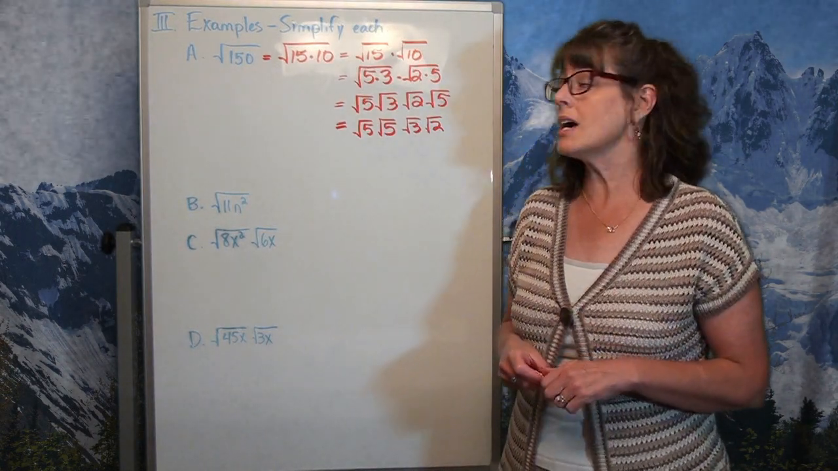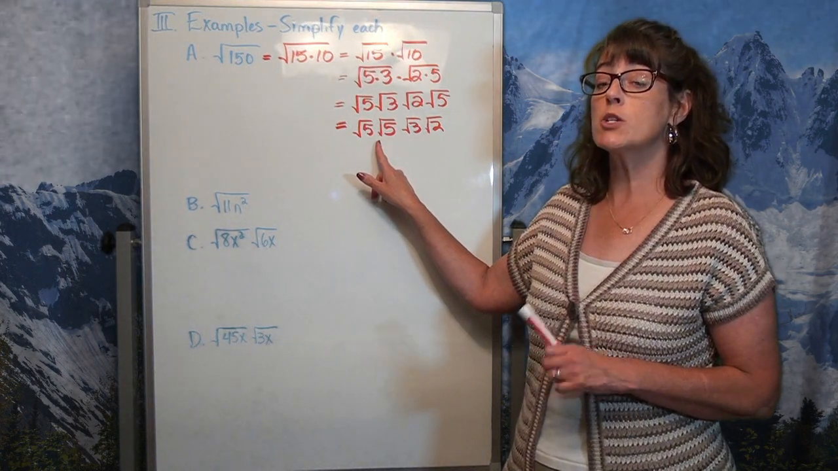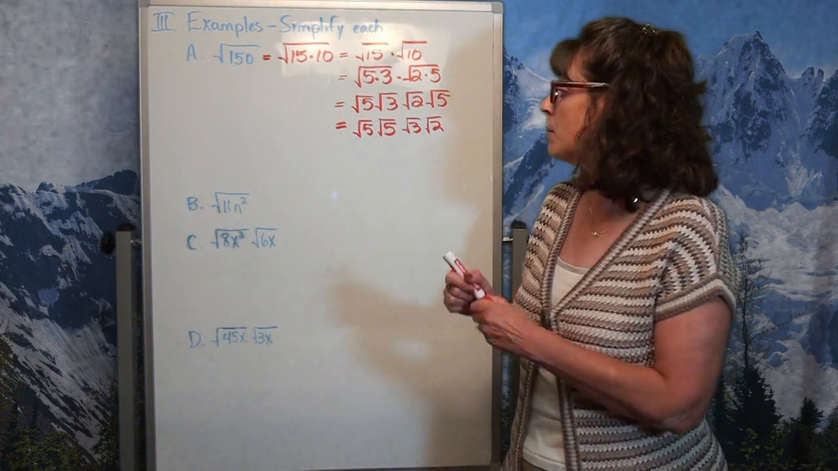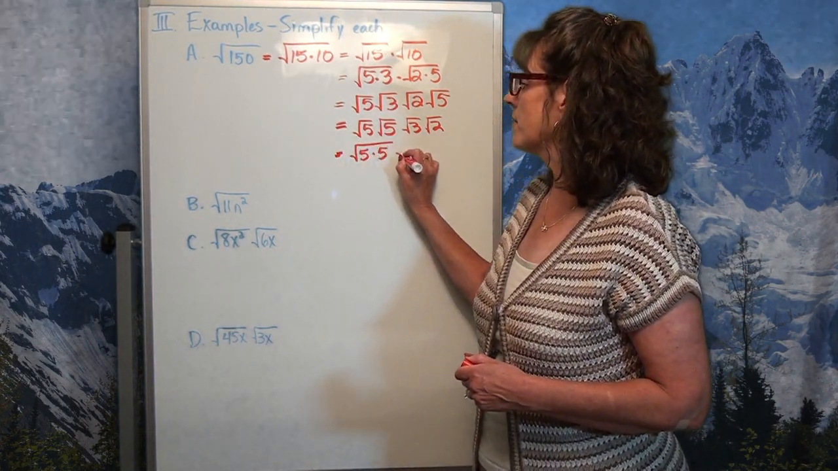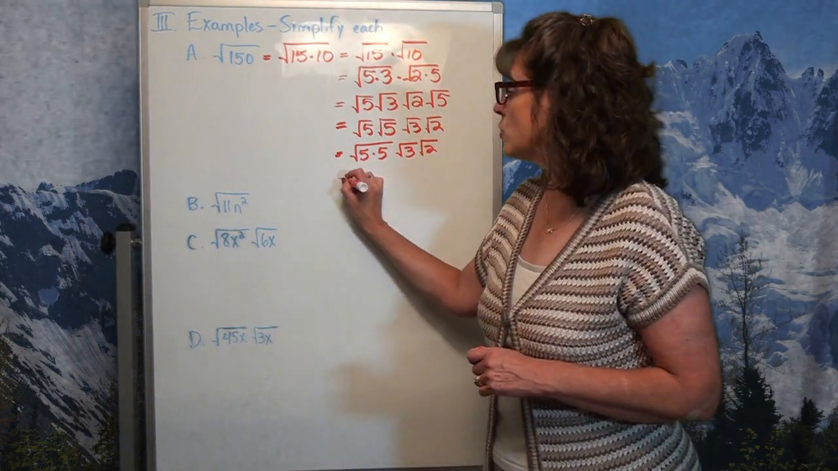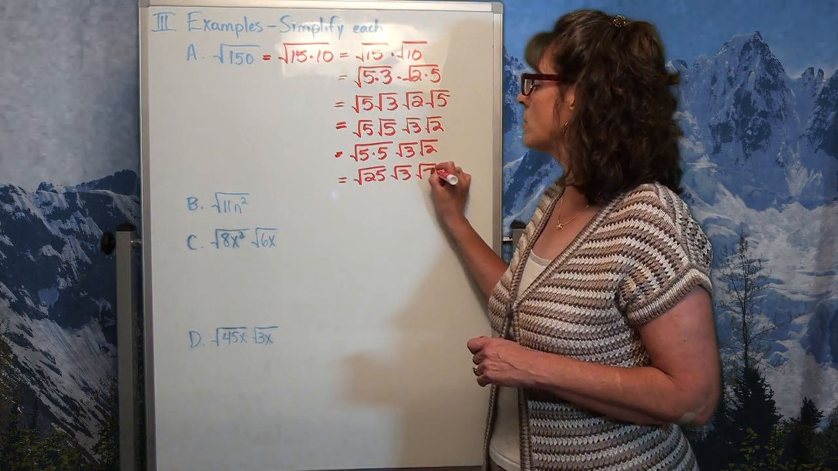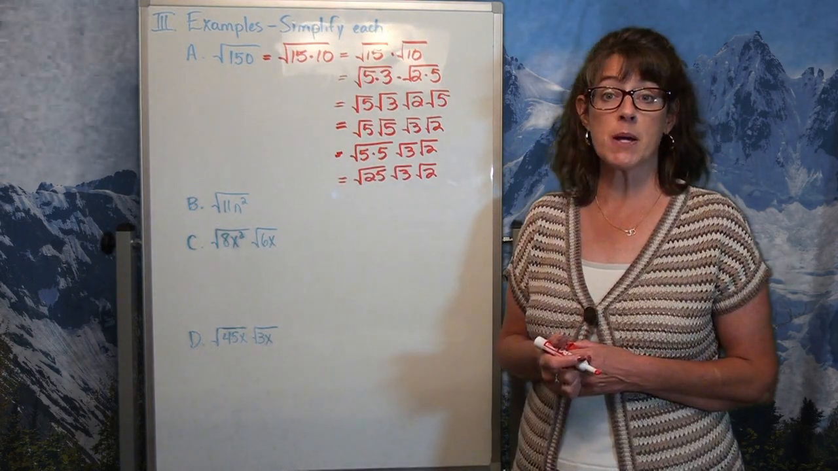The reason I did that is because now here, those square root of 5s, I'm going to use my product rule, but I'm going to use my product rule backwards. And I'm going to put them together as 5 times 5, because 5 times 5 is 25. And now, can you think of a number that you can multiply by itself to create a 25? Yeah, it was right there, 5 times 5.